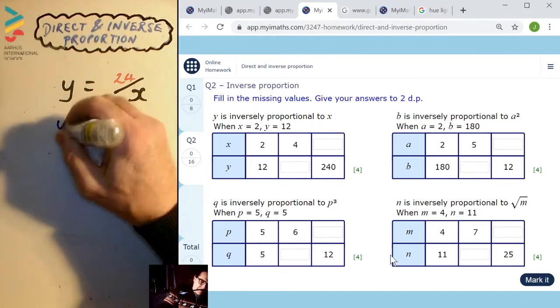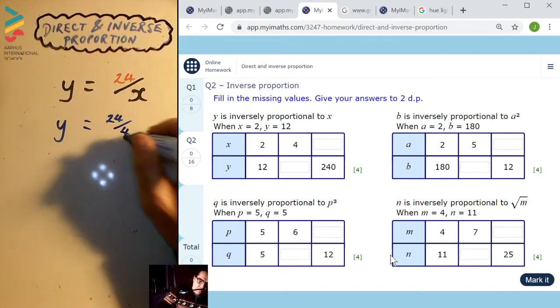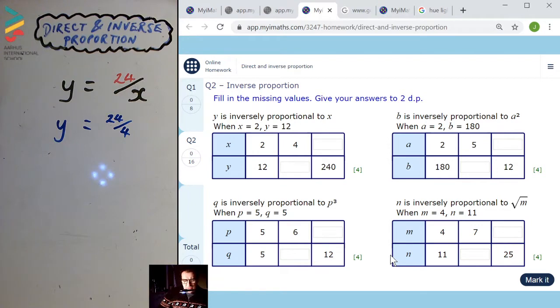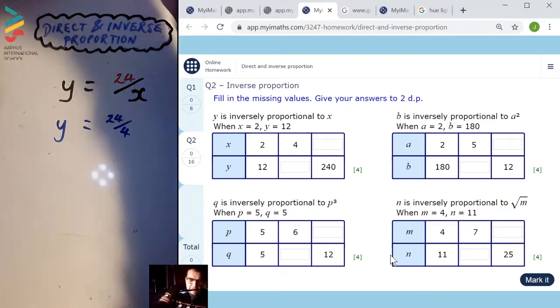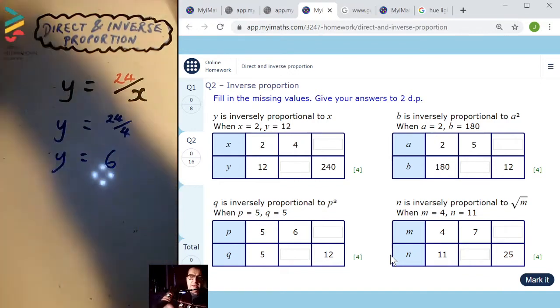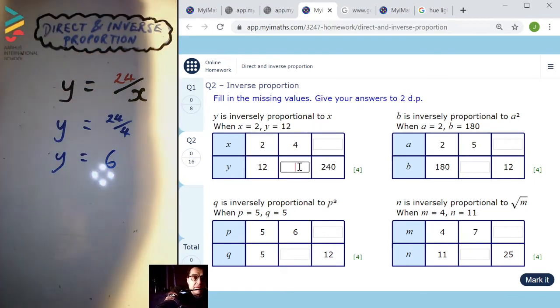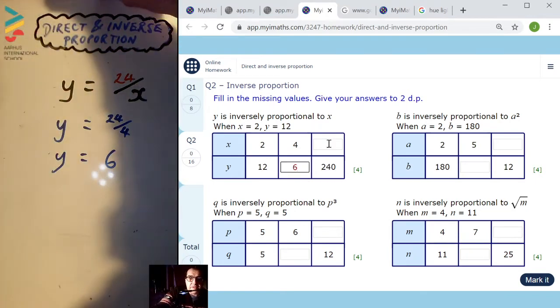So I'll just take that x and replace it with a 4, and I get y equals 24 divided by x, which is 6, of course. So when x is 4, y is 6. So I will just fill that in, and then on to the next one.